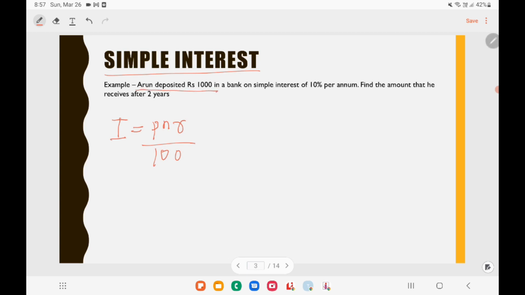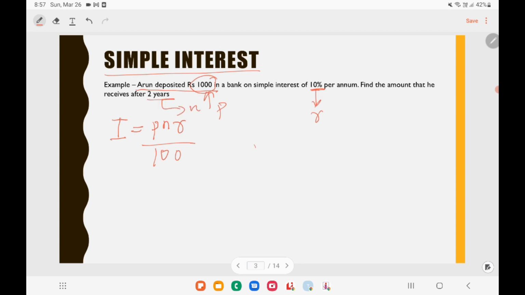Arun deposited rupees 1000 in a bank. So 1000 is the principal amount, right? It is on a simple interest of 10%. So 10% is our rate of interest. Find the amount that he received after 2 years. So 2 years is the N, which is the number of years.